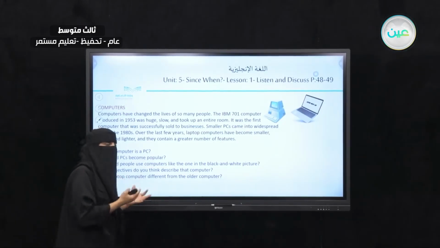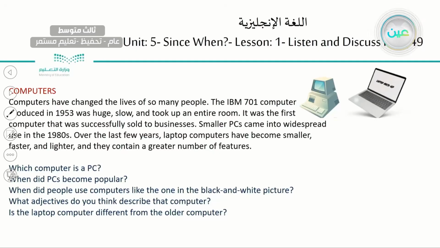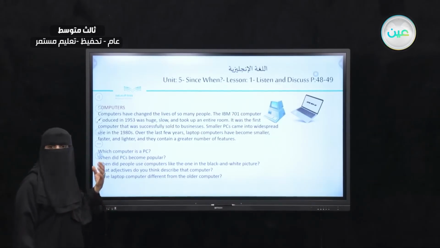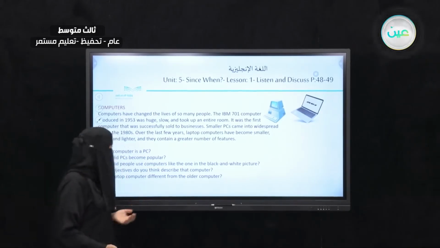And you can tell the difference when we underlined the adjectives. You can use it as a difference. You can say that the old computers are huge, slow, and took up an entire room. This is for the first one. While the laptops are smaller, faster, and lighter, and they contain greater number of features. So they have a lot of things you can use on your phone, modern things like Microsoft PPTs, these tools that help us and help our education, yes?